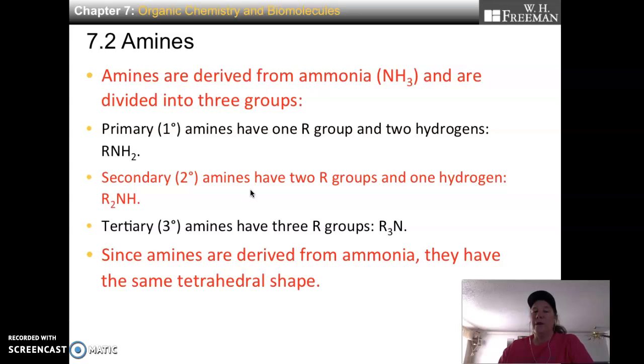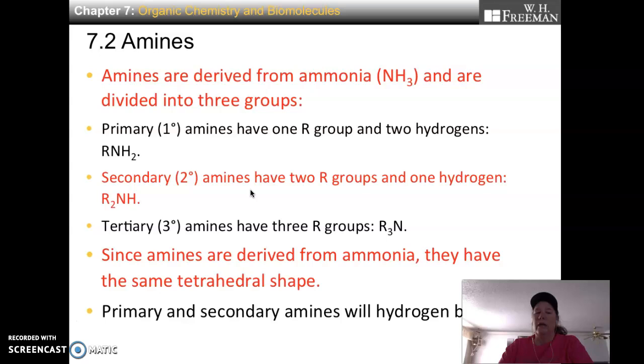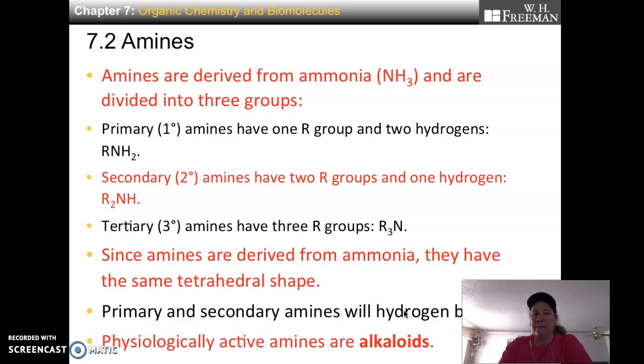Since they come from ammonia, ammonia is NH3. It has a lone pair, so it's kind of like a tetrahedral shape, but it's really trigonal pyramidal, if you remember, because the lone pair squishes the bonds a little bit closer together. But since it's derived from that, it replaces the lone pair, and you end up with that tetrahedral shape. Okay, and if you have a primary or secondary, you're going to have a hydrogen bond. And again, remember, that's going to make it a little bit stronger because hydrogen bonding is the strongest of the intermolecular, in between molecular forces.